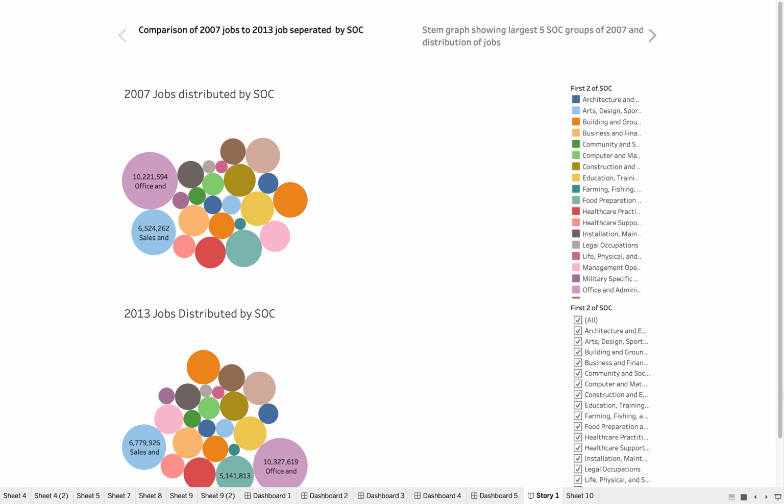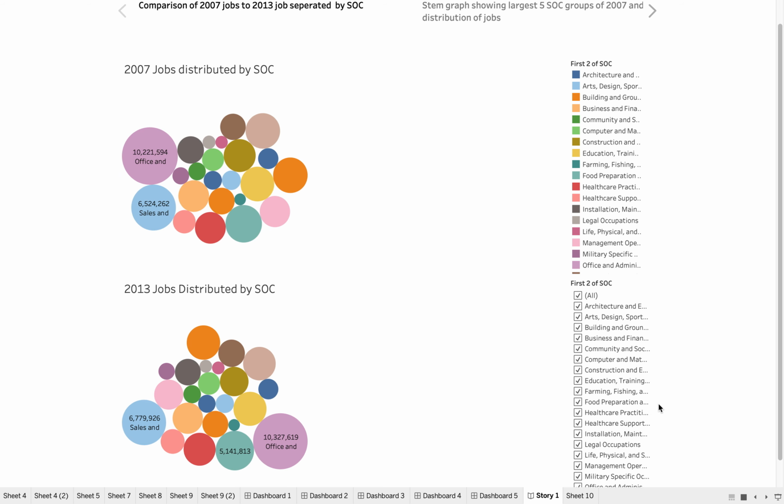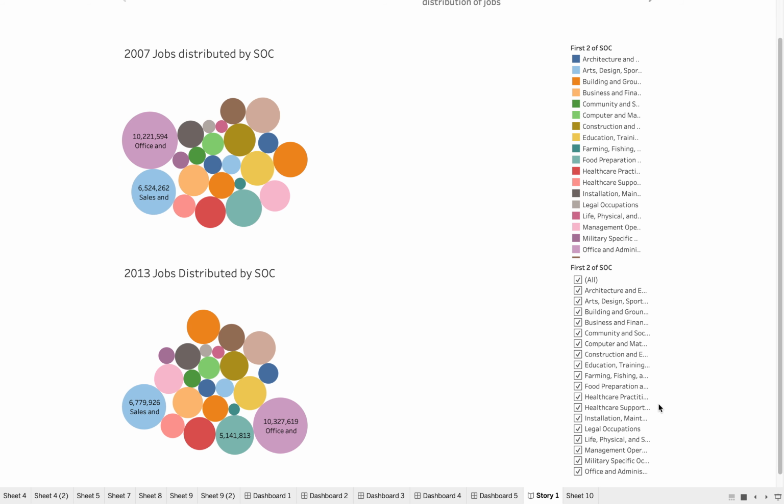My first graph is a packed bubble graph showing each SOC and the size of each sector. 2007 and 2013 are separate, so the size is able to be compared between each job sector. Each SOC is a different color, so it's easy to read. The largest sector in both 2007 and 2013 was Office and Support Administration occupations. There were over 10 million jobs in each sector for both 2007 and 2013. This is very representative of jobs in the United States, with farming and fishing and forestry as the smallest sector in both years being under 500,000 jobs. This sector is a very small contributor to our United States GDP.